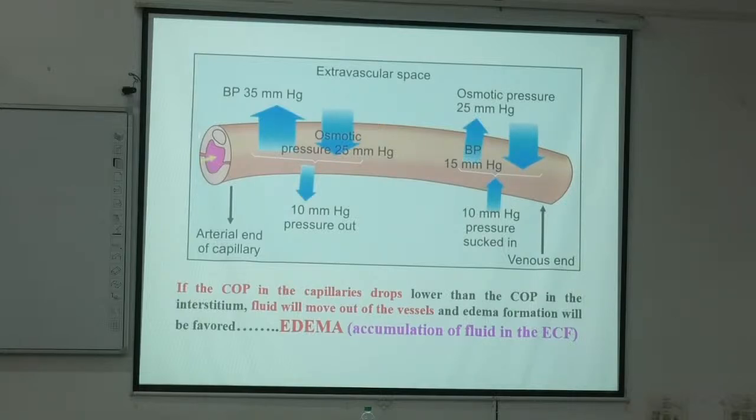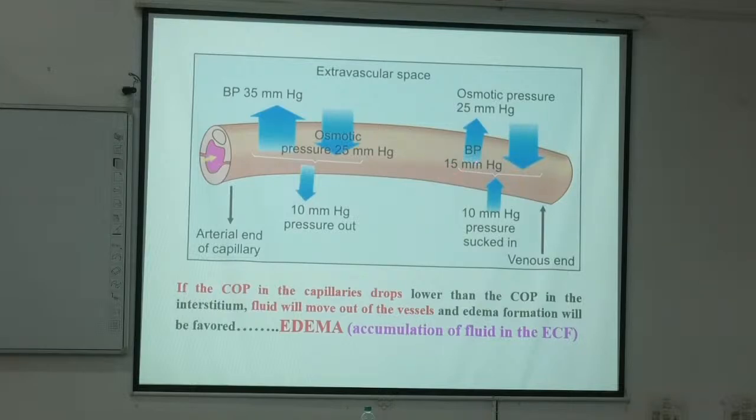See this at the capillary end. You look at the blood pressure. The blood pressure at the arteriolar end of the capillary is 35 mmHg. The colloidal osmotic pressure cannot come out from the capillary, it remains 25 at the arteriolar end, and 25 also at the venular end. So that osmotic pressure is fixed, that is 25. Blood pressure is 35 here, and 25 here. So the difference is 10, and fluid comes out from the blood vessel into the extravascular space.